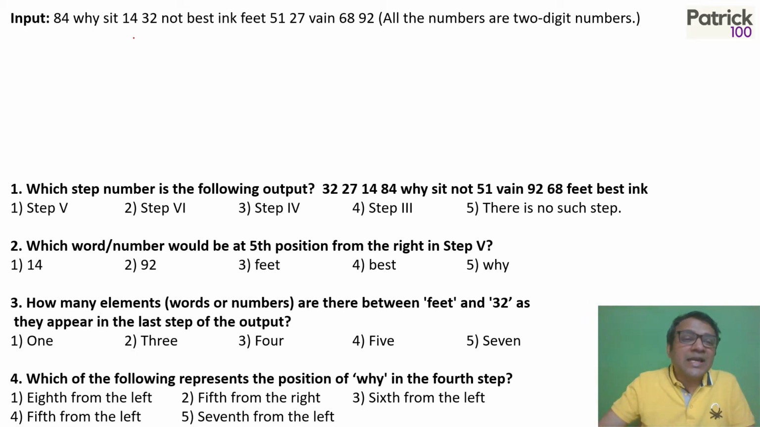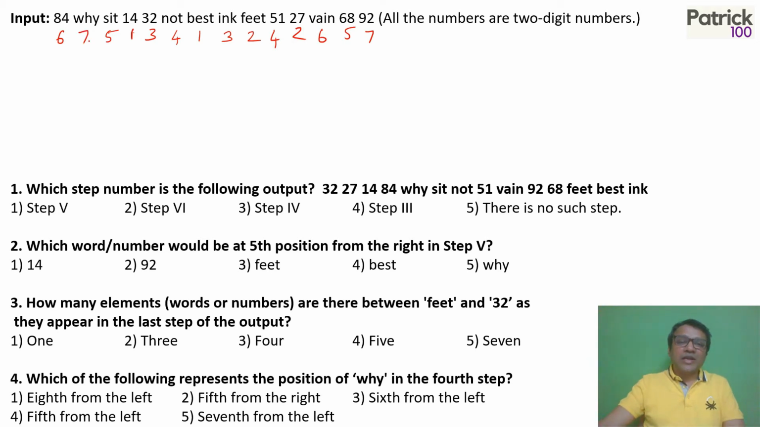Since numbers are arranged in ascending order, 14 will be arranged in the first step because it is the smallest number. 27 in the second step, 32 in the third step, 51 in the fourth step, 68 in the fifth step, 84 in the sixth step, and 92 in the seventh step. Same with words. Since best is the smallest word, it is 1, feet is second, ink is third, not is fourth, sit will be 5, 6 V, and 7 Y. This is how it will be arranged. So I've just numbered in terms of the way it's arranged.